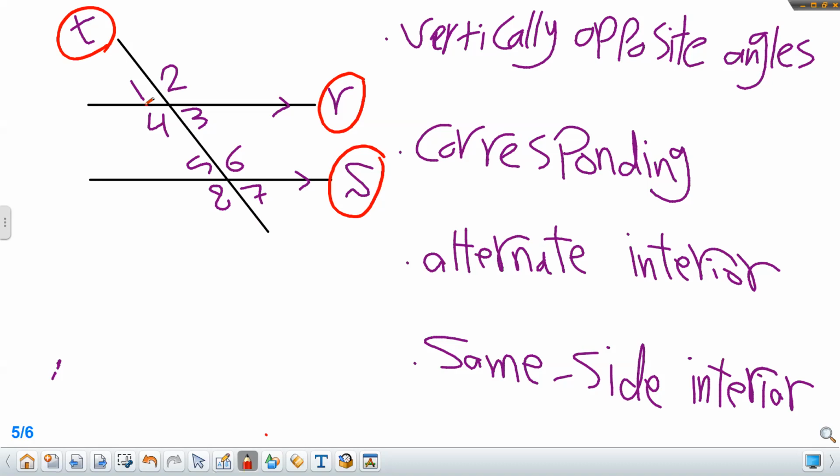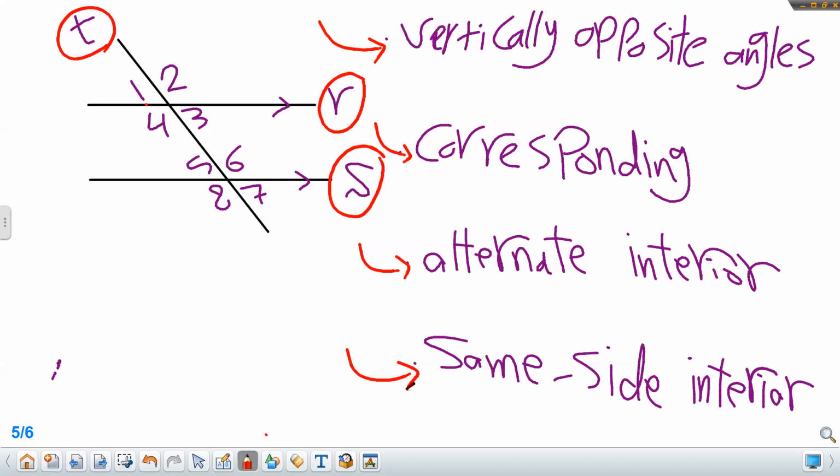The position of these angles may be vertically opposite angles, corresponding, alternate, or same side interior angles. First one, vertically opposite angles. What's the meaning of vertically opposite angles? They are two angles that have the same vertex but in opposite directions.